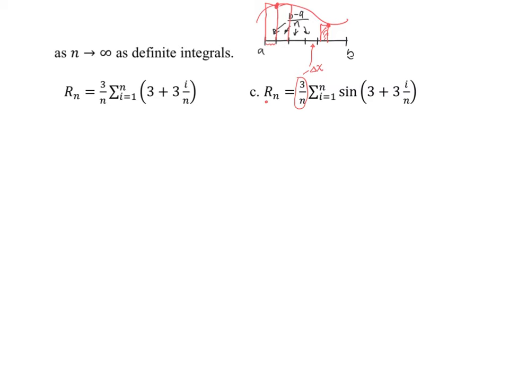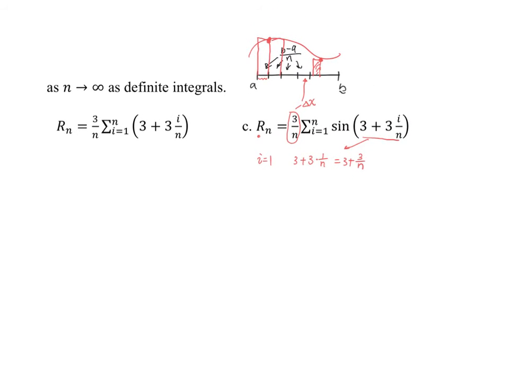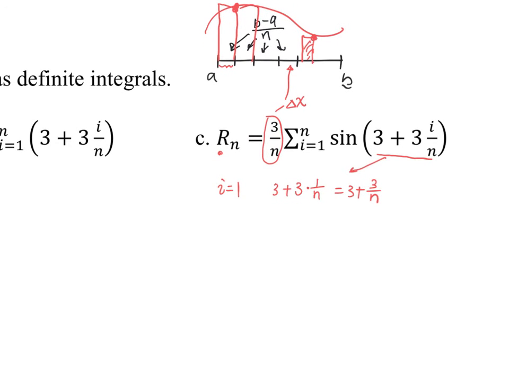Now the next thing I'm going to do is look at when i is 1, what is my first sine of x, right? Sine of what value? When i is 1, that's the first right endpoint, the right endpoint for the first interval. Let's take a look at that. When i is 1, this is going to be 3 plus 3 times 1 over n, which is 3 plus 3 over n, right? So this gives me a very good idea where my interval begins, because it looks like my interval begins with 3.